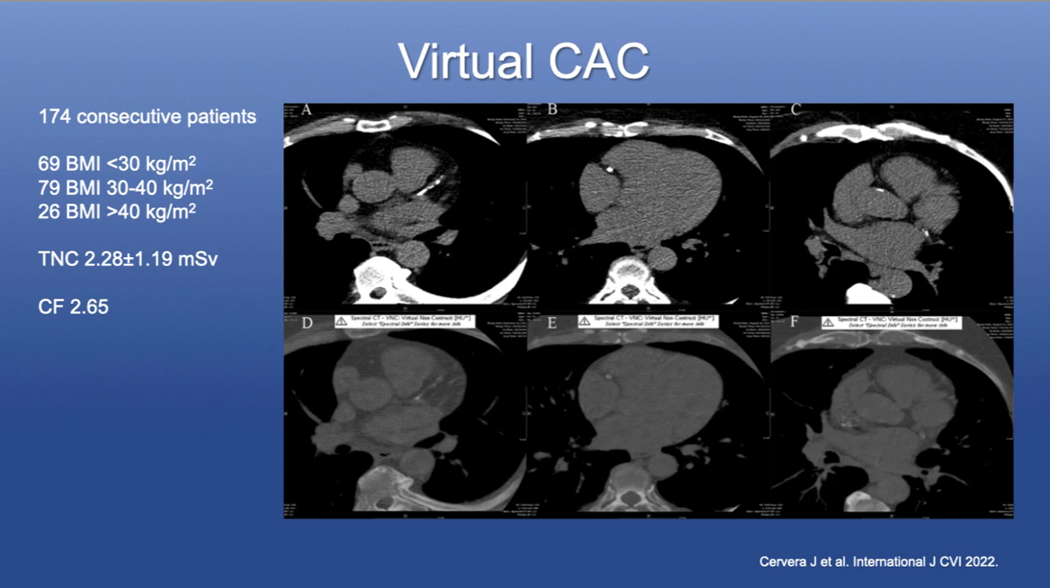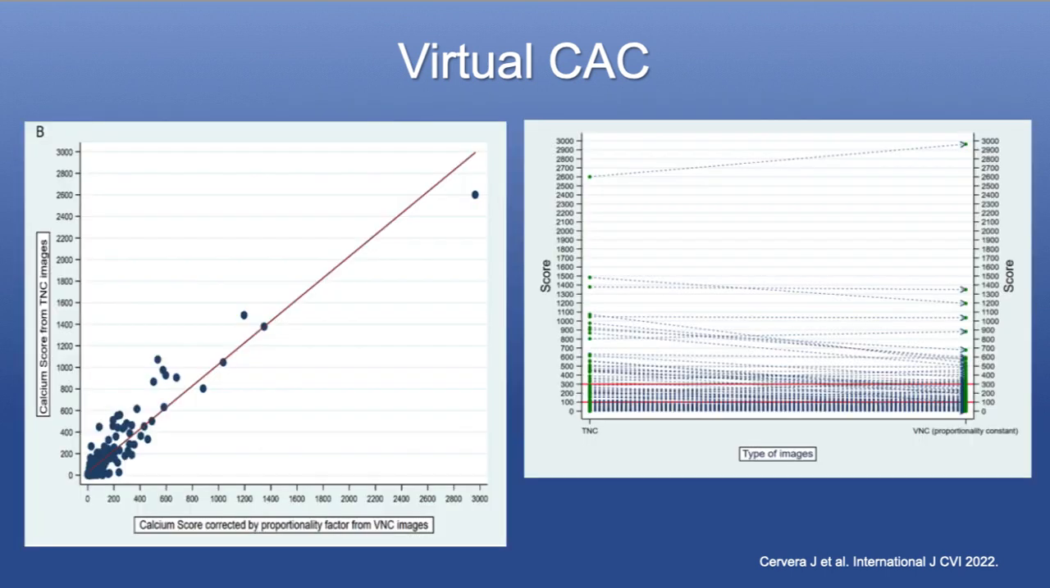Usually you use then a conversion factor. Here, the conversion factor we found was 2.65. In that way, you use this to convert the virtual number that you get to something comparable. And we compared it in patients with different BMIs. Those that were normal BMI, those that were obese, and those that were morbidly obese. And the correlation between the two modalities was actually pretty good.